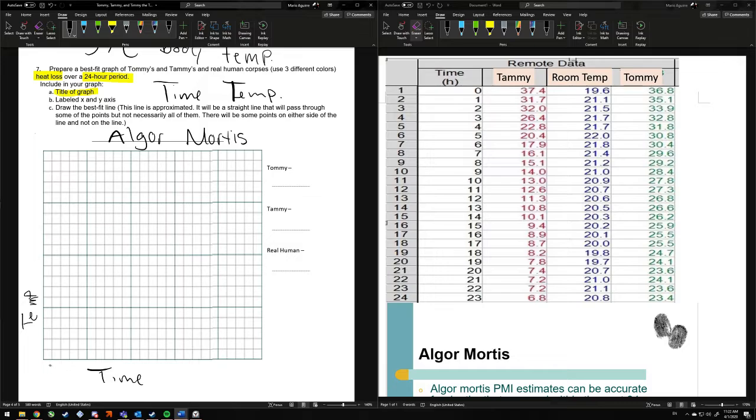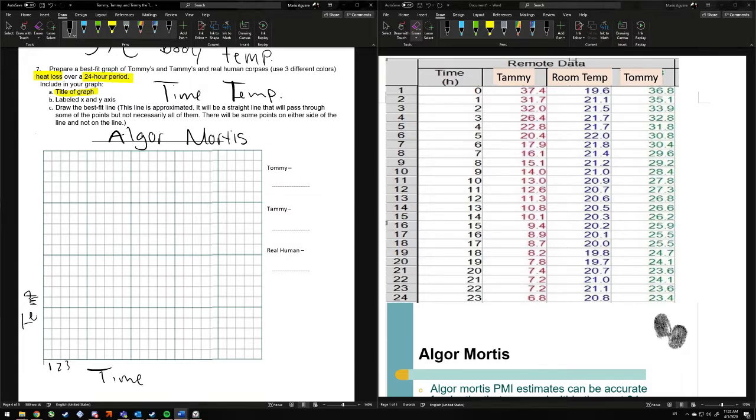So next we need to put some numbers on both of our axes. So time, what is the time that we're calculating? Well, it says up here, 24-hour period. So we're going to put 24 hours, okay? Erase that real quick.